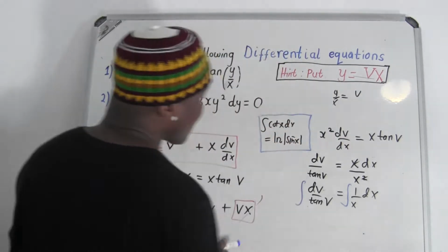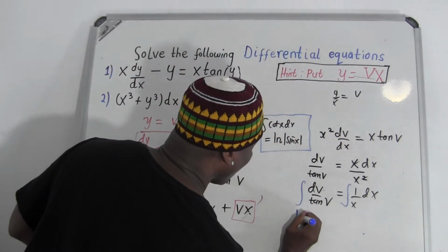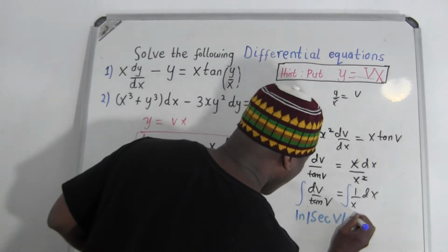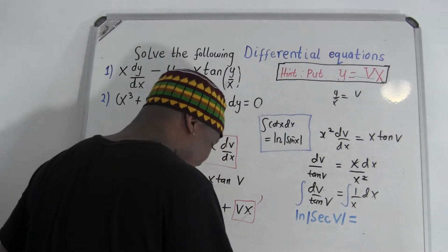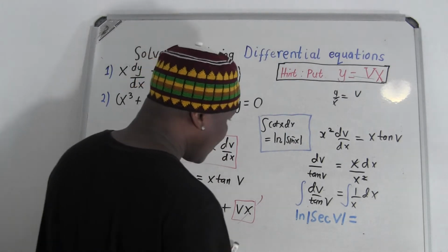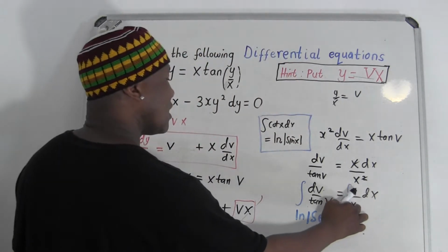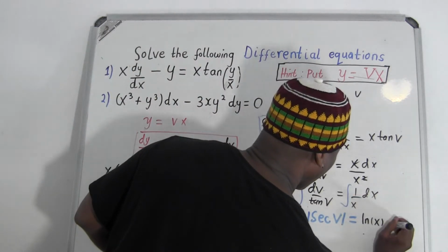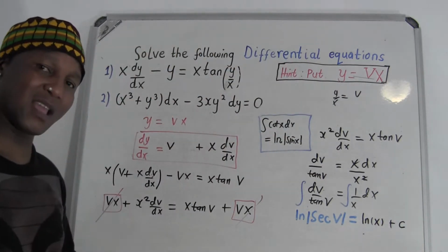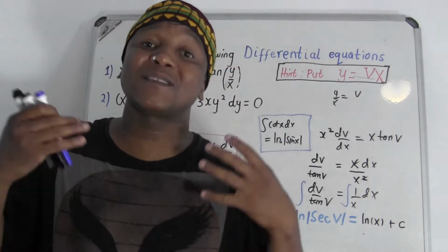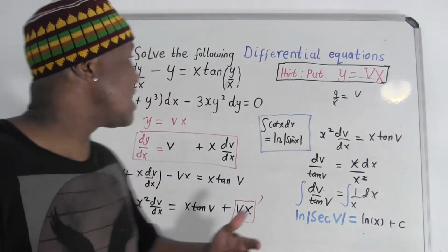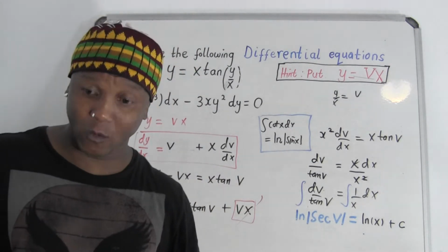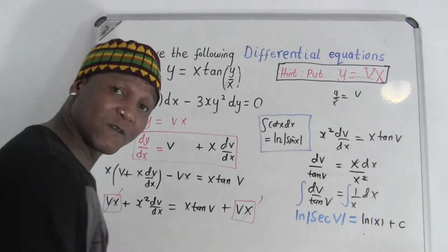So then, when you integrate this, what is it going to give you? Ln sec v equals, okay, when you integrate 1 over x, it's going to give you ln of x plus my constant c. But from the equation they didn't give us v. They give us the equation in terms of x and y. So v has to go. Let's remove the v.